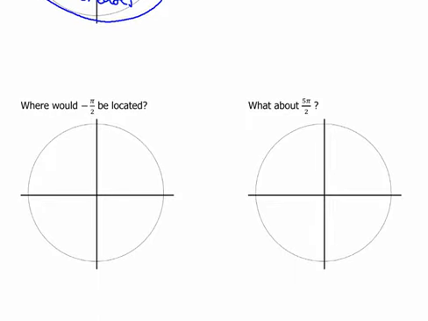Alright, so they're asking, where is negative pi over 2? Well, I know where regular pi over 2 is, right up here at the top. This is positive pi over 2, meaning we rotated that far. So if I want negative pi over 2, I'm going to go that same distance in the opposite direction.